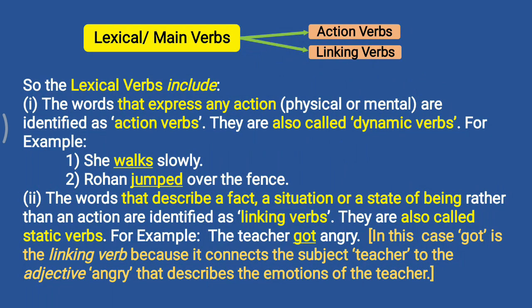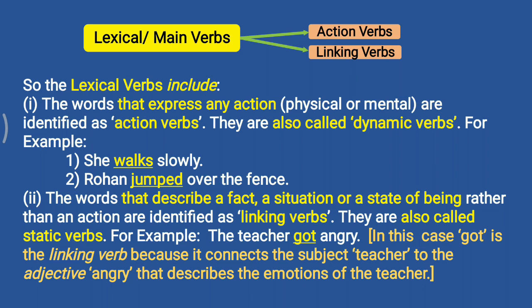Again, lexical verbs can be classified into action verbs and linking verbs. First of all, action verbs. The words that express any action, whether it is physical or mental, are identified as action verbs. They are also called dynamic verbs. For example, she walks slowly. Rohan jumped over the fence. In both of these sentences, walks and jumped show an action. So these are action verbs.